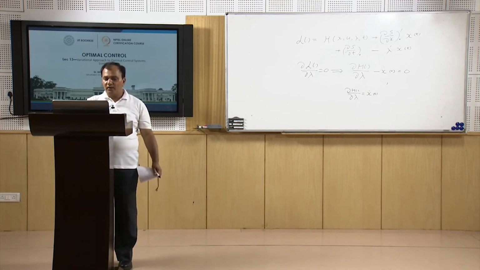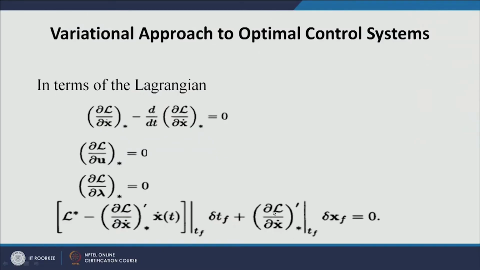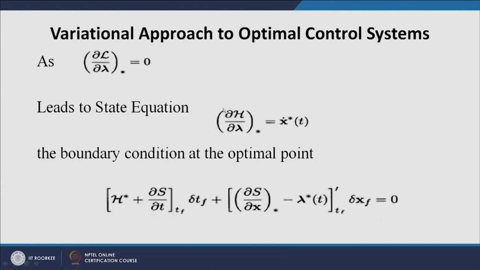Similarly, we can place the value of the L in the terminal condition. Once we place L in the terminal condition, I get H plus ∂S/∂t δt_f, plus ∂S/∂x minus λ(t) δx_f equal to 0. So, this will be my final condition.